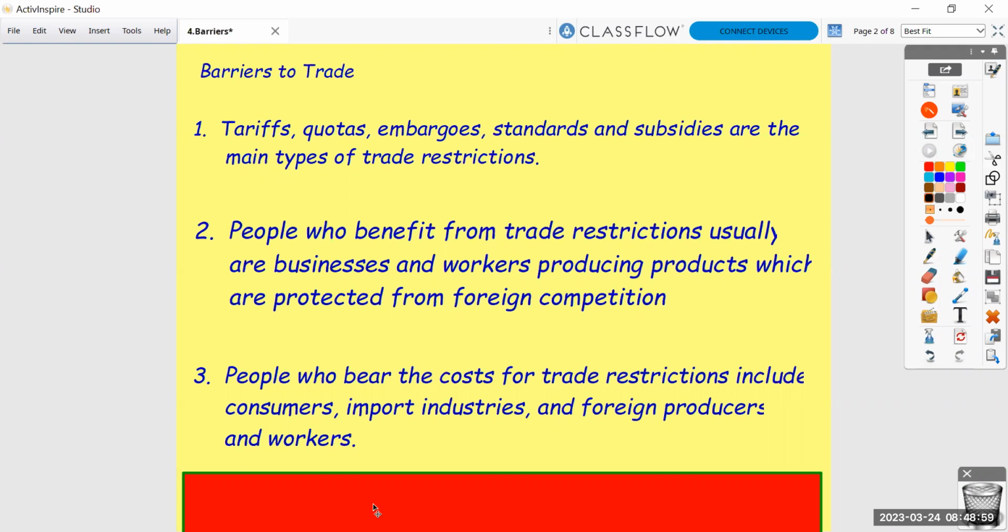So when we place a barrier to trade, these import industries are harmed because we'll import less because of the higher prices. So they will have less production, they'll hire less workers in that import industry. And then obviously the foreign producers and workers are also harmed or bear the cost of this, because they will not be selling as many of their products in our market.